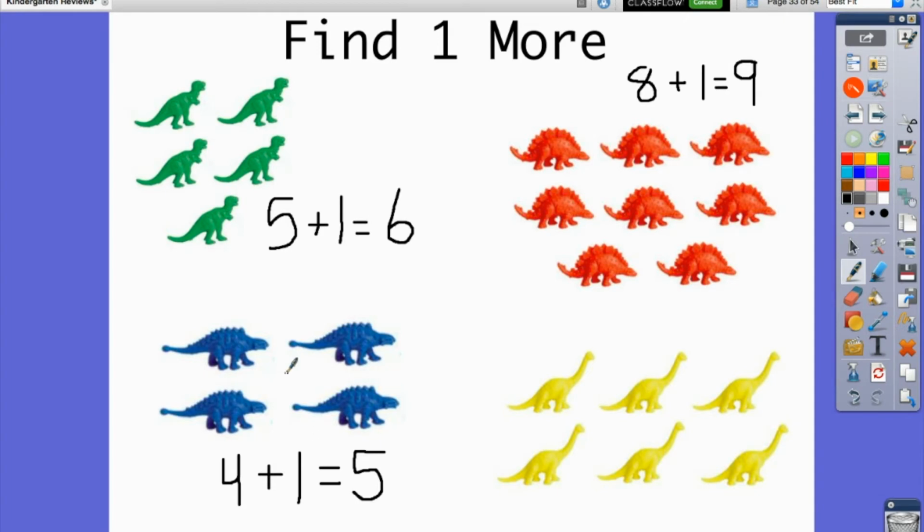Let's look at our last group of dinosaurs. How many do we have? I want you to count them on your own. Count the yellow dinosaurs.